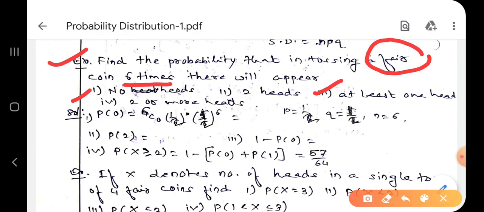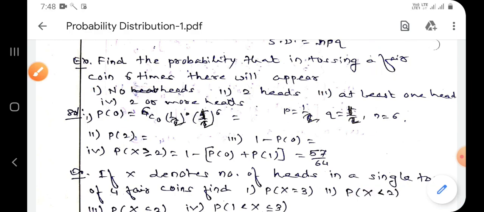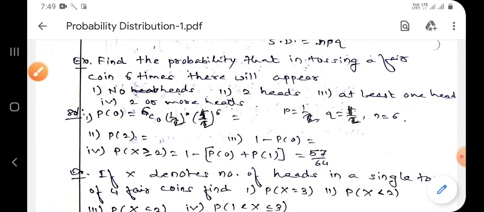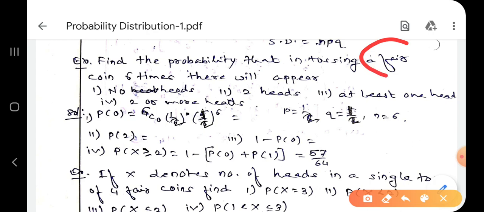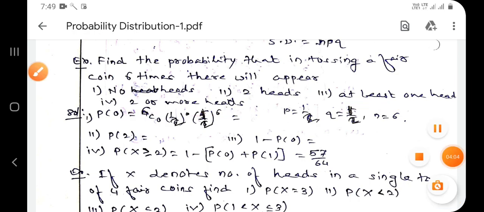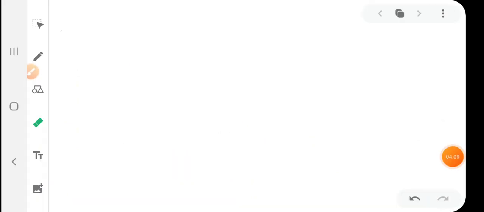Have you read the question carefully? Have you analyzed the question? Find the probability that a fair coin is tossed 6 times. Just keep this in your mind. Fair coin is tossed 6 times, and now we will see what we have to find: no heads, 2 heads, at least 1 head, and 2 or more heads. So we will solve this problem completely. Be ready with your pen and paper and do the calculations. Now let us solve that problem.